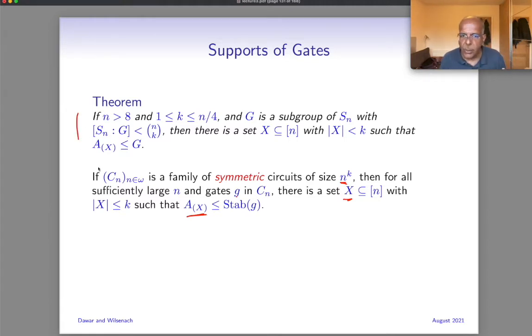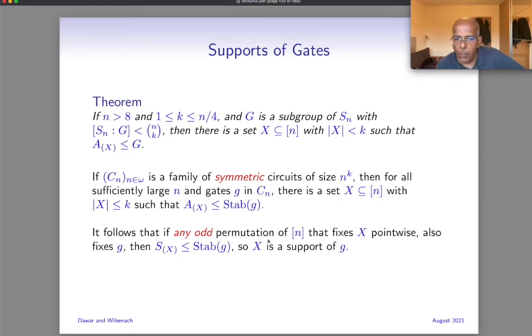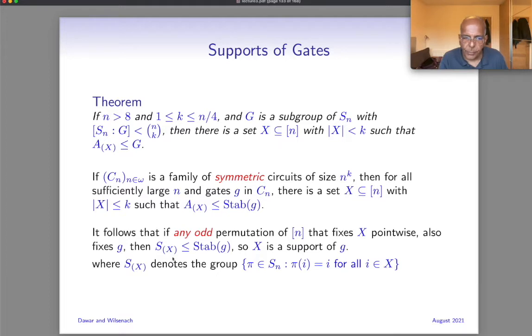Because the stabilizer group of G is a subgroup of Sn, and the circuit has size at most n to the k, we have a polynomial bound on the index of the stabilizer group. So if you can find an odd permutation which fixes X and also fixes G, then the full symmetric group S_X, in other words the pointwise stabilizer of X, is contained in stab G. In other words, X is a support of G. Because we already have the alternating group, if you also have any odd permutation fixing X, then all permutations that fix X are immediately in there. So this is simply the pointwise stabilizer of X.